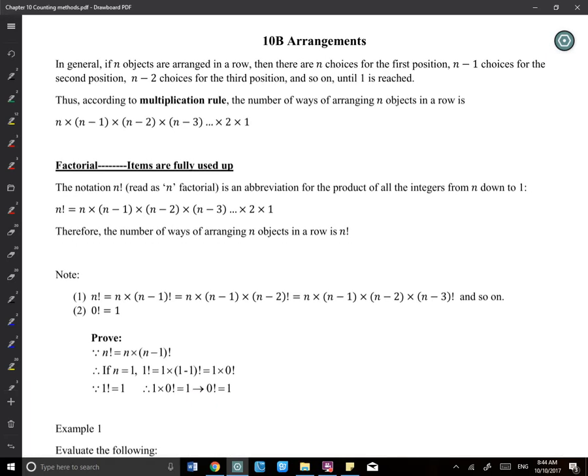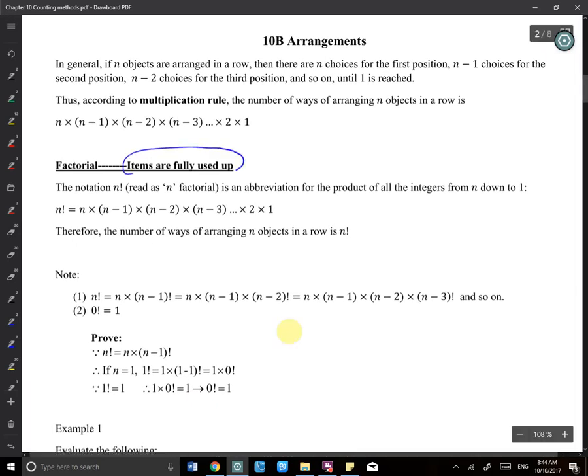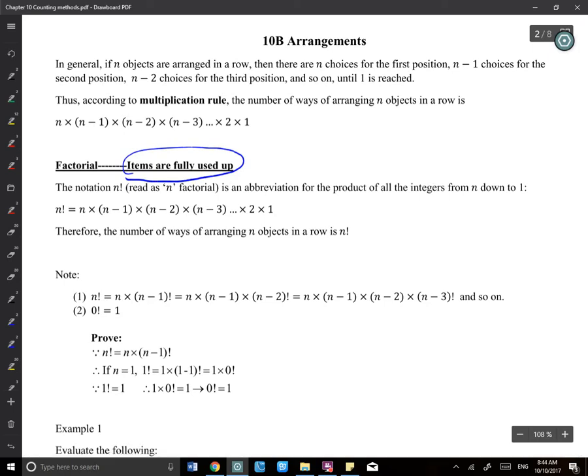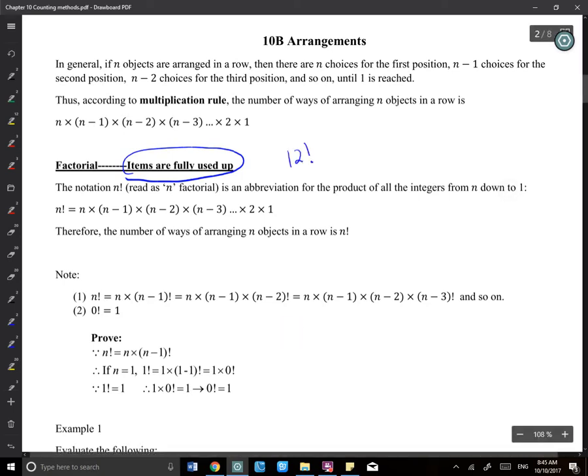Factorial, what is factorial? When you want to use factorial, you must understand that items are fully used up. So for example, I have 12 books. I want to rearrange them in a row, all the books in a row, and I definitely can't repeat any. So how many ways can I put the books in a row? That will be 12 factorial.